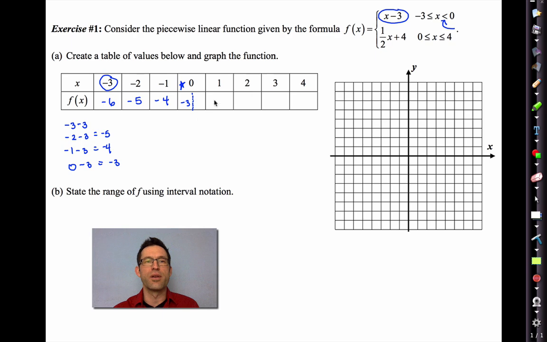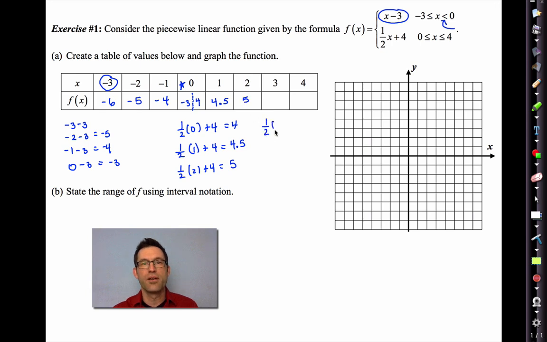So when I put 0 into this formula, 1/2 times 0 plus 4, well, that's going to be 4. When I put 1 in there, it's a little bit more annoying, but I get 4.5. Okay, fair enough. When I put 2 in there, I'll get 5. If I put 3 in there, I'll get 5.5. I think I see the pattern. It's just going up by 1/2 every time, and I'll get 6.